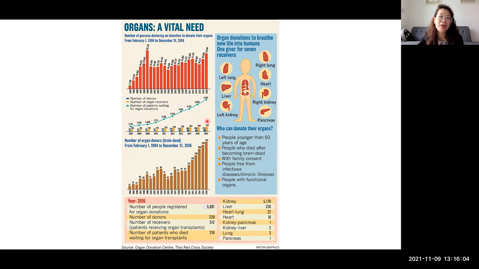But actually we managed to transplant only 500 pieces of organs. What does it mean? Because some organs we have two of. For example, we have 2 lungs, 2 kidneys. Yeah, so this is the major organ donation in Thailand.